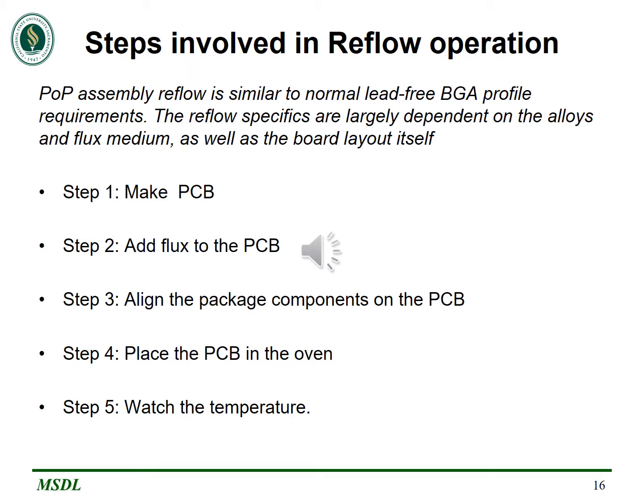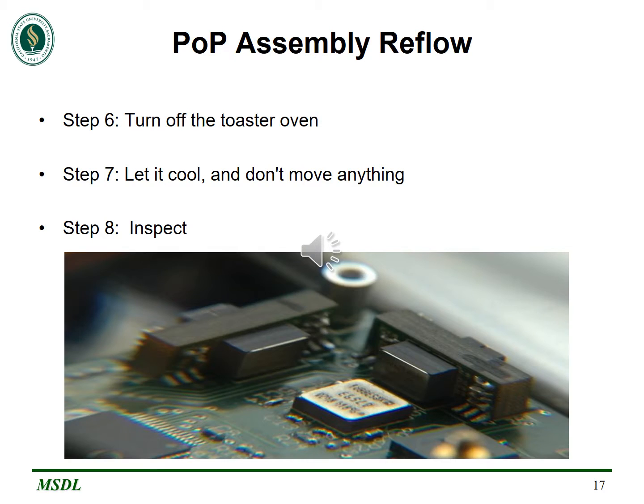Then we need to place the PCB board in a heated oven. The oven temperature can vary from 180 degrees Celsius to 210 degrees Celsius. It is very important to keep an eye on the temperature, because if the temperature extends beyond 230 to 240, then the PCB board will be burned. Then we can turn off the roaster oven. Then we need to allow the PCB assembly to cool down for some time.